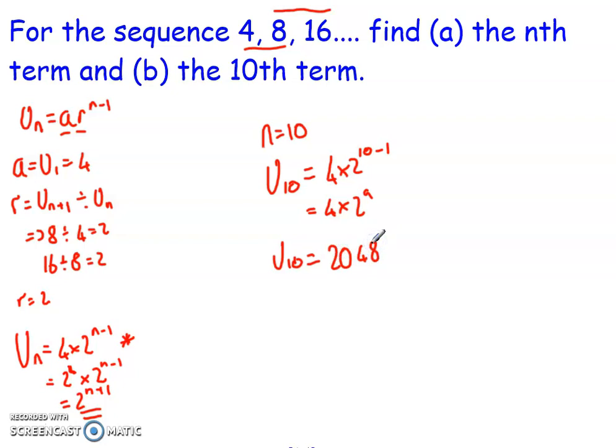So there you go, we're able to find the nth term, so some sort of formula for it, and then a set term within the sequence. So that's one application of it and one thing we can do with it.